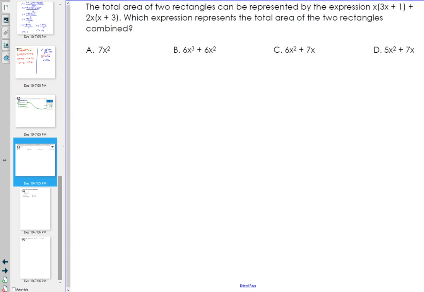This is from Monday. This is the one from Monday. The one from yesterday we're going over on Monday. The total area of 2 rectangles can be represented by that expression. Which expression represents the total area of the 2 rectangles combined? So all they want to do there is simplify, I guess. Kind of a weird way to word it, but what would I do first to start simplifying?